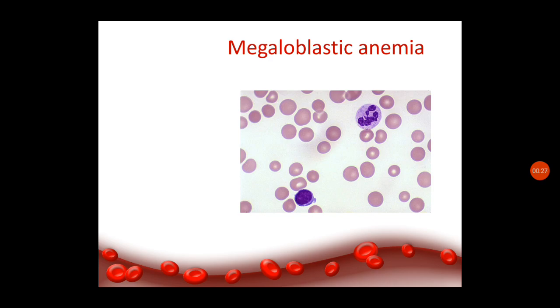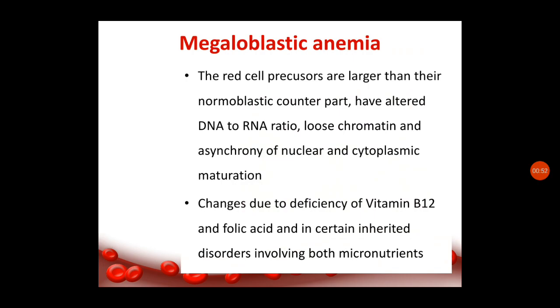You can see in the picture itself that there are some cells which are found abnormal, and they are different from the normal red blood cells. So what is happening, and how are these different types of cells made? This is the explanation of megaloblastic anemia. So we can see the details.